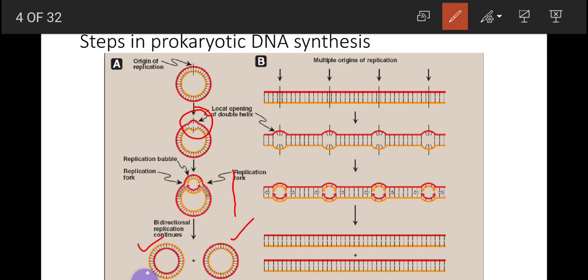But in the eukaryotes, as you know, the molecules are large, and in order to replicate all the DNA, replication needs to originate from multiple sites of origin. So it has many origins of replication, and after completing the replication, two molecules of the DNA are formed.